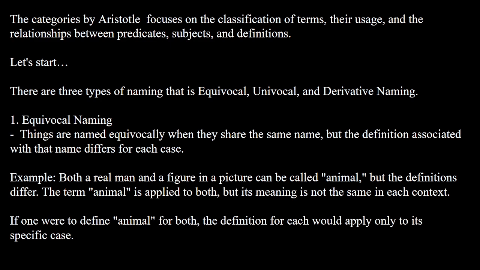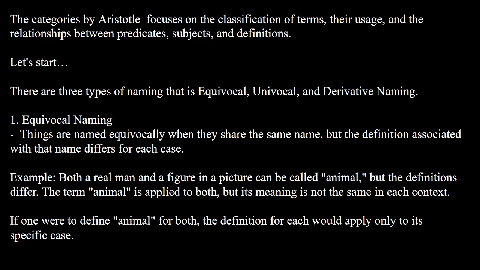There are three types of naming: equivocal, univocal, and derivative naming. Equivocal naming is when things share the same name, but the definition associated with that name differs for each case. For example, I love KFC and I love my mom. Those two definitions of love are different.